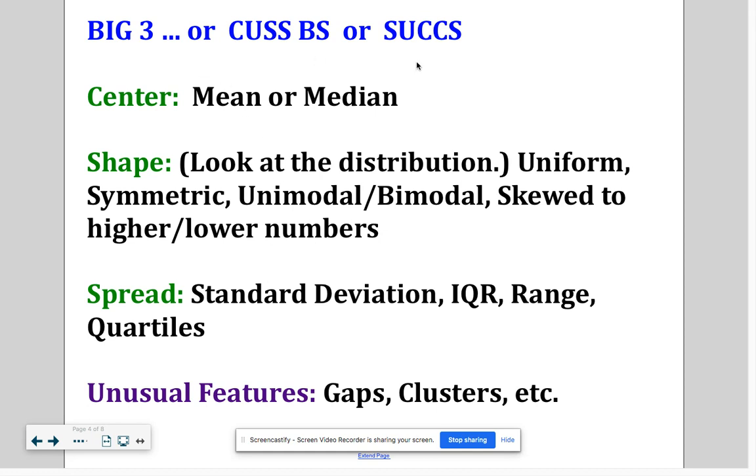That's what these acronyms are for. But really, it's the three: the center, shape, and spread. That's what you're going to be graded on. Those are the things that we're looking for when we grade a problem, and AP grades as well.